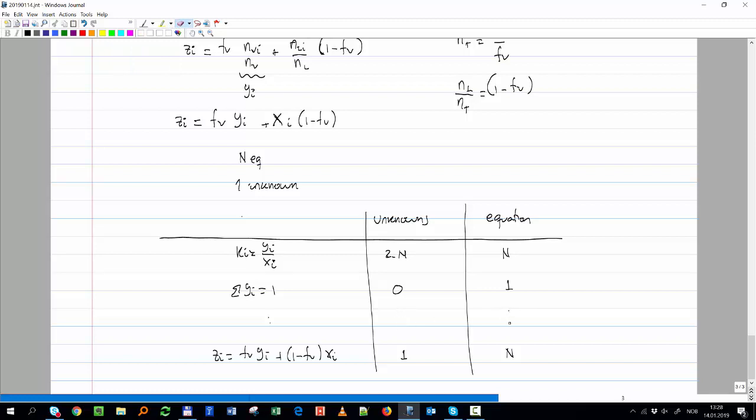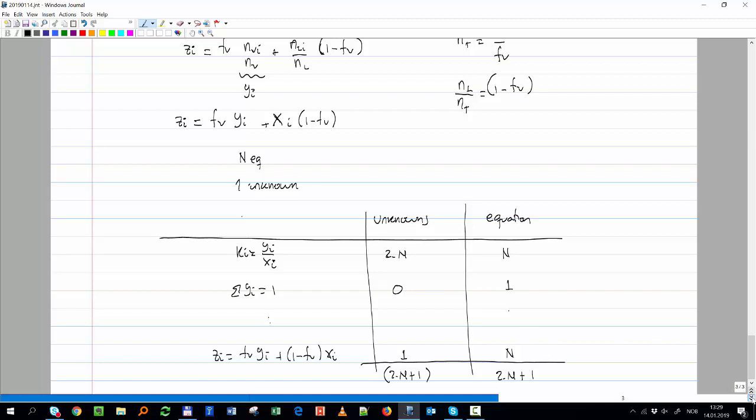okay? But basically I have a system here. I have 2 times n plus 1 equations and 2 times n plus 1 unknowns, okay? Thus the system is consistent. Now, to solve this system of equations is very tricky, okay?